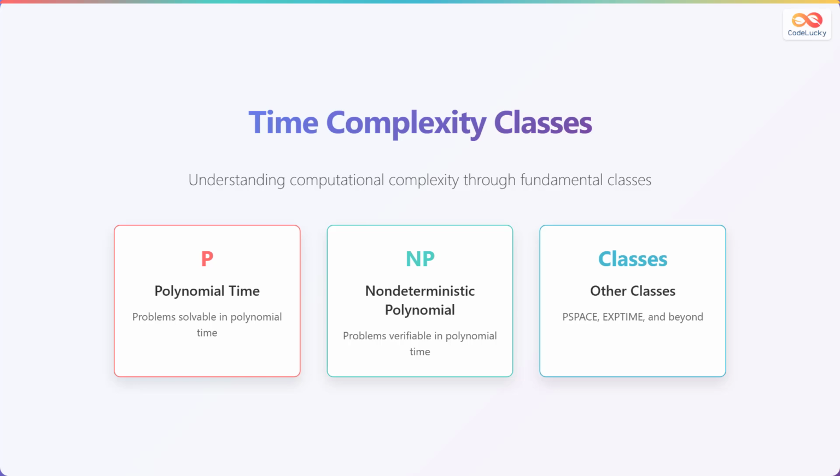Next, we will move to nondeterministic polynomial, denoted as NP. These are problems verifiable in polynomial time. Lastly, we will explore some other important classes like space, EXPTIME, and beyond.